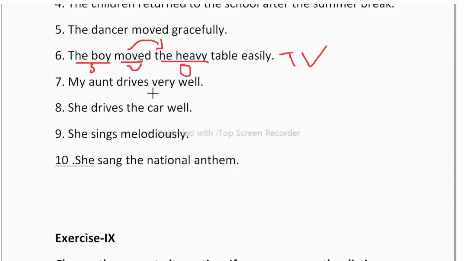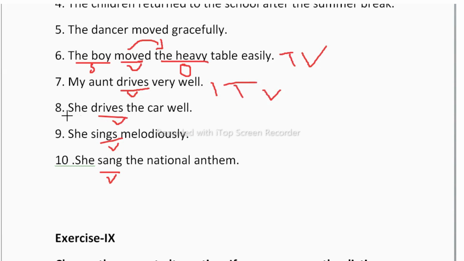My aunt drives very well. Drive, which is a verb here. This drive also verb. Sings also verb. And sang also verb. So now you can see here after verb we don't have object because very well we have, which is the adverb. Drives, how she drives, very well. So it's not the object of this sentence. Object is missing here. So it will be an intransitive sentence.